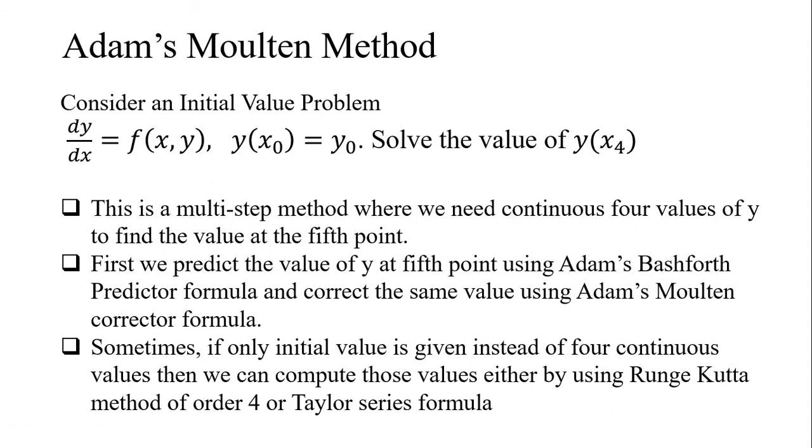This is a multi-step method where we need 4 continuous values of y to find the value at the fifth point. Here, first we predict the value of y at the fifth point using the Adams-Bashforth predictor formula and correct the same value using the Adams-Moulton corrector formula. Sometimes, if only the initial value is given instead of 4 continuous values, then we can find those values either by using the Runge-Kutta method of 4th order or the Taylor series formula.